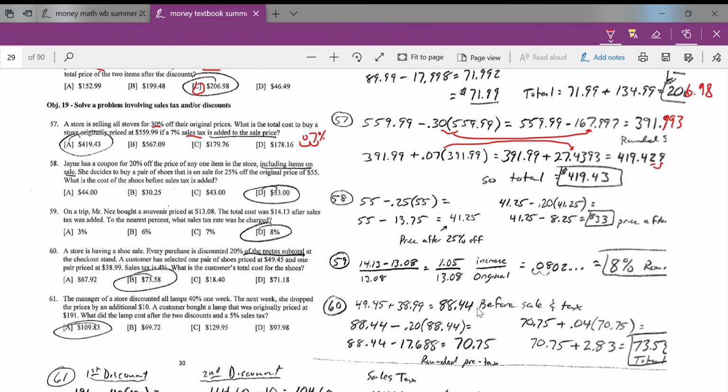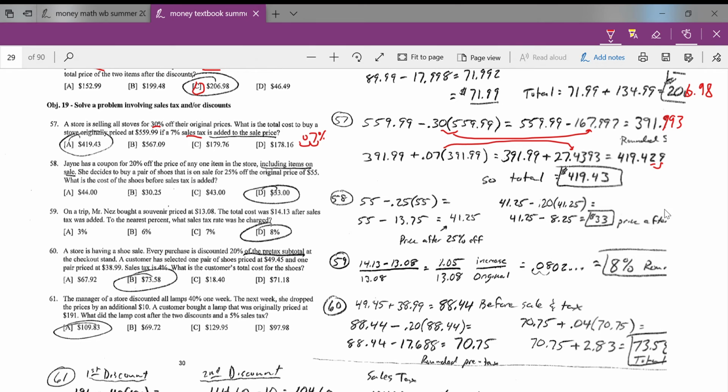Similar type problem, but this one includes 2 sales, I believe. It says they have a coupon for 20% off the price of any one item in the store, including items on sale. She decides to buy a pair of shoes that is on sale for 25% off the original price of $55. What is the cost of the shoes before the sales tax? So basically you have to do what we did in objective 18 and just do it twice.